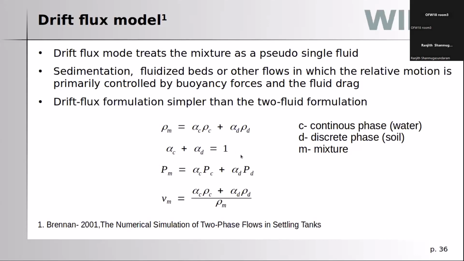And you can see that the total sum is 1. And with that, you can derive how much pressure is contributing to the mixture from the continuous phase and then the discrete phase. And similarly, you have the equation for the velocity.